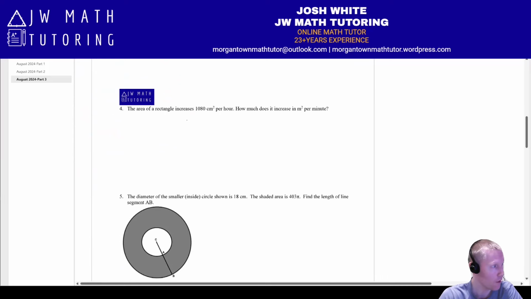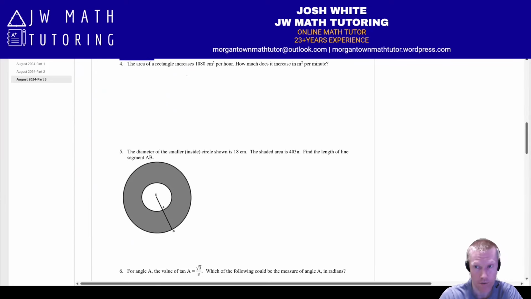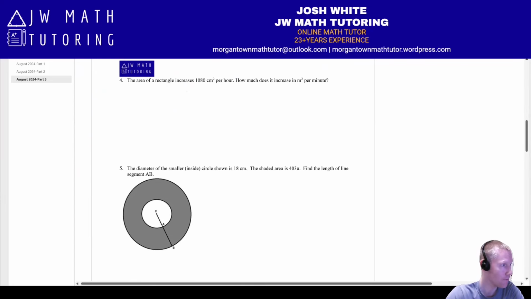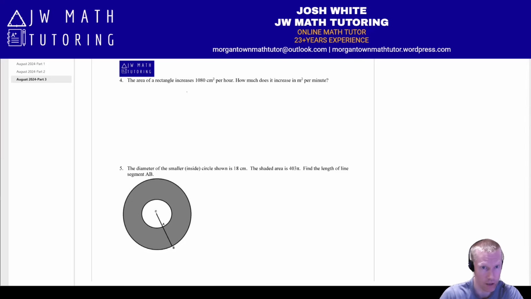All right, next up, question number 4. We have here basically a rectangle, and the area of the rectangle is increasing at a rate of 1,080 centimeters squared per hour. So we got 1,080 centimeters squared per hour.